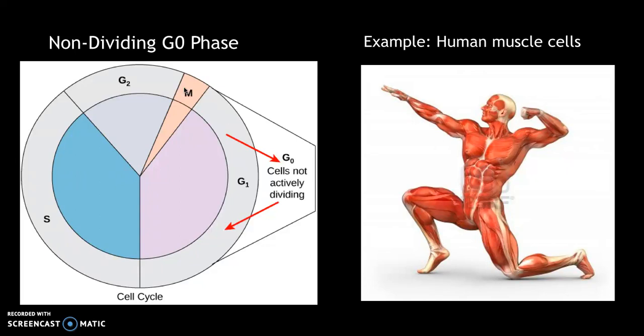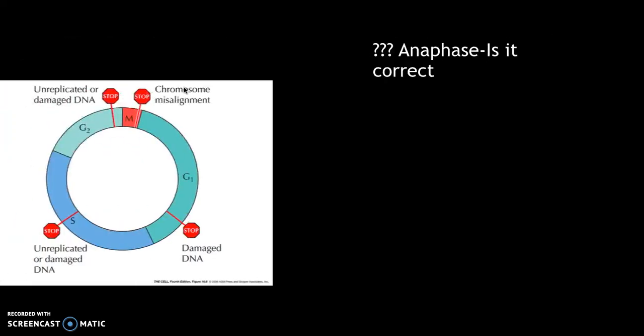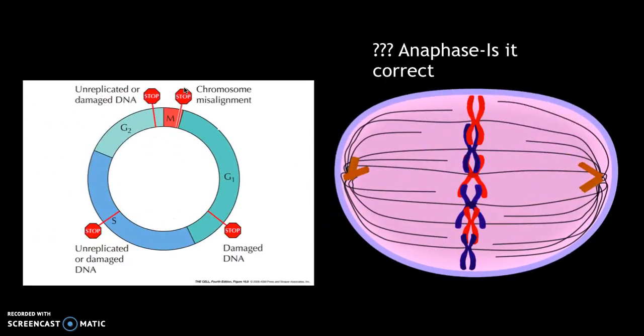At G2, this checkpoint is passed when enough MPFs are produced to initiate cell division. In the M phase, cell division does not continue unless all the chromosomes are properly attached to spindle fibers. These are all internal signals.